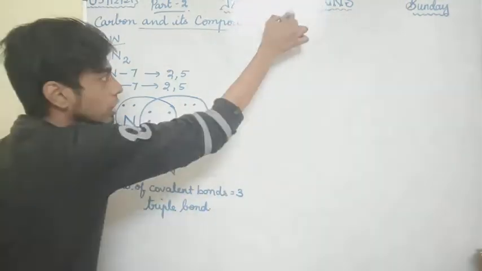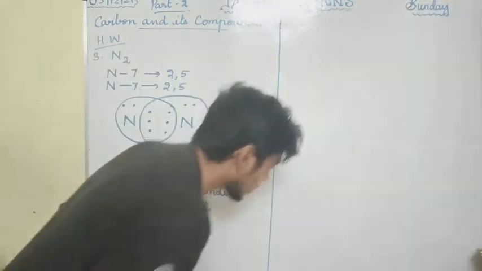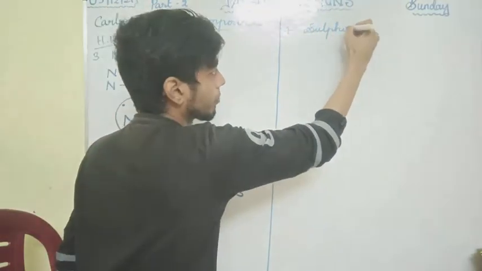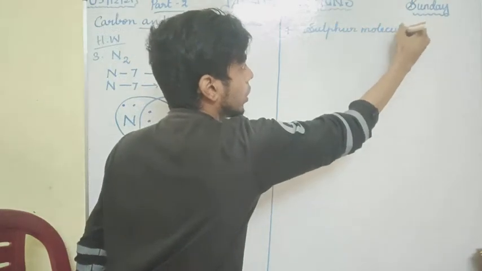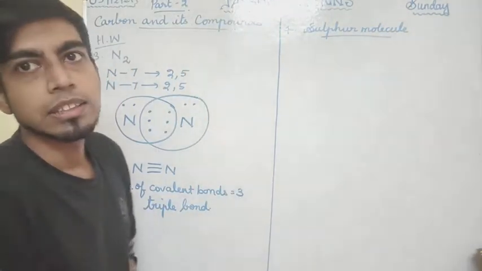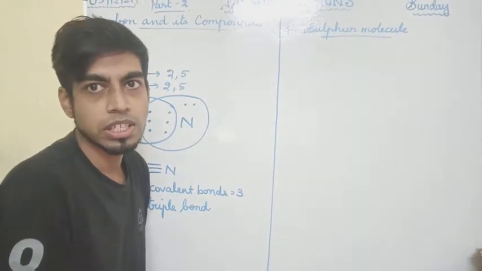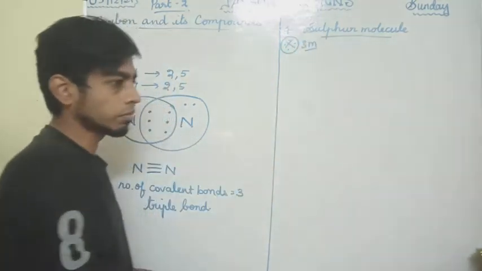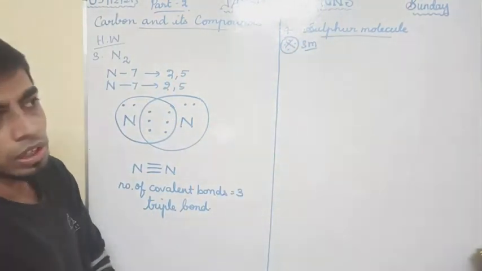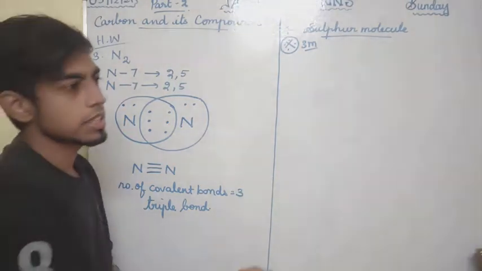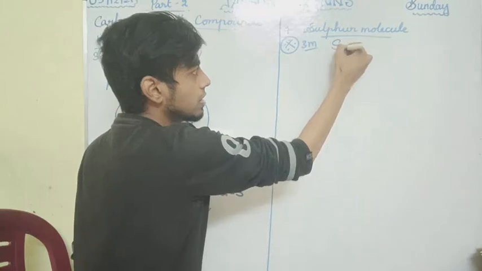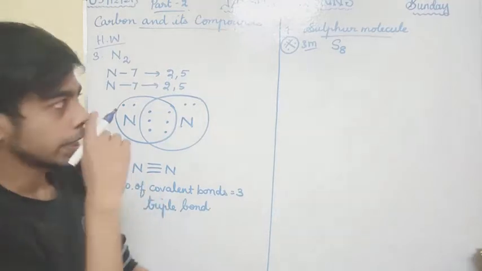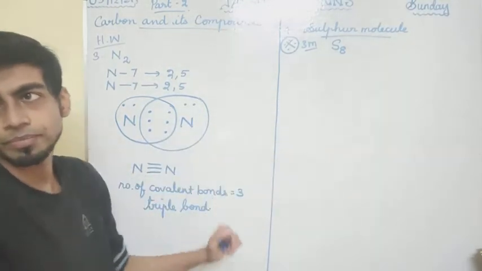Okay. So now we will draw the electron dot structure for the sulfur molecule. This is a very important 3-mark question. The sulfur molecule is S8. The sulfur molecule's formula is S8. So we must draw 8 sulfurs.